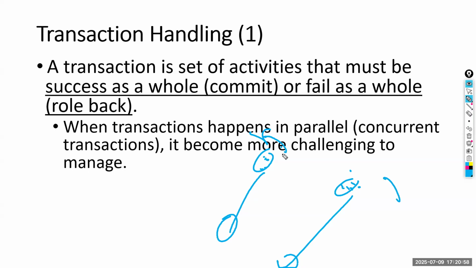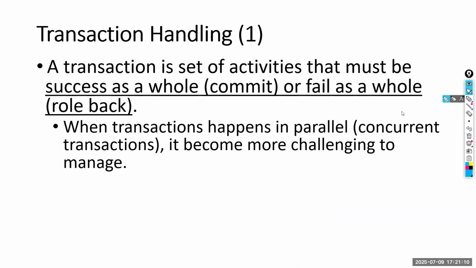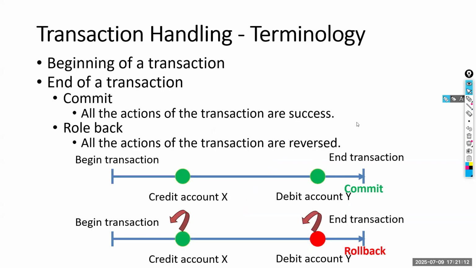There can be 3 steps, 4 steps, 5 steps. If at least one step fails, it must undo all the previous steps. That is called transaction handling. It is success as a whole or fail as a whole. There's nothing called partly success, partly fail if transaction handling is done by your DBMS.